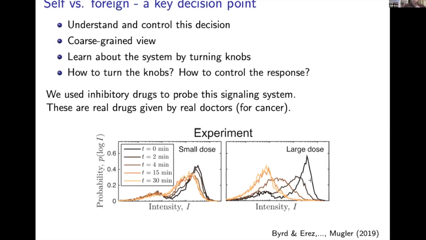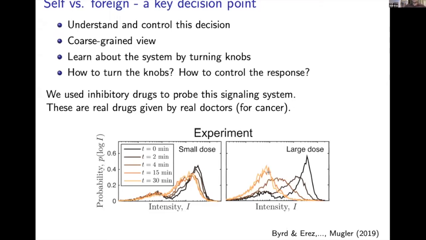And we dose it with the inhibitor, and if you give it a small dose of inhibitor, then nothing much changes, and you still have this bimodal state. And if you give it a very large dose of inhibitor, then things change dramatically, and suddenly from a two-peak distribution, we get a single peak distribution, for example.